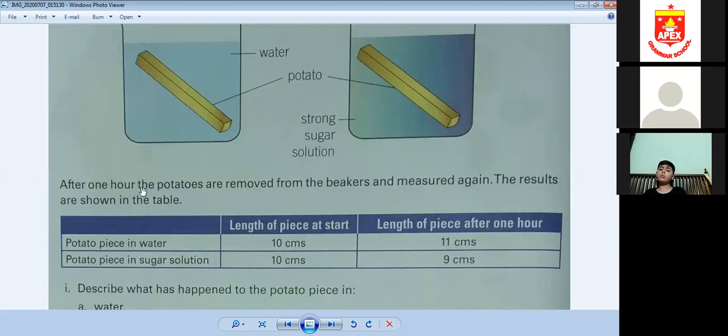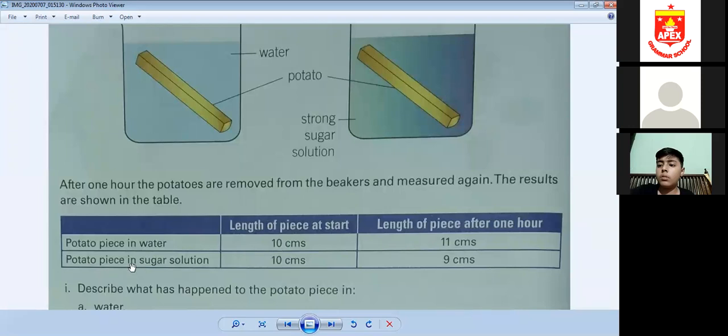Now look at here. After 1 hour, the potatoes are removed from the beakers. So after 1 hour, you will take out these pieces from the beakers and measure again. This table shows the results. Okay, so look at the results. Potato piece in water. Length of the piece at start, when they put the potato piece in plain water, its length was 10 centimeters. But the length of the piece after 1 hour in plain water, its length increased to 11 centimeters.